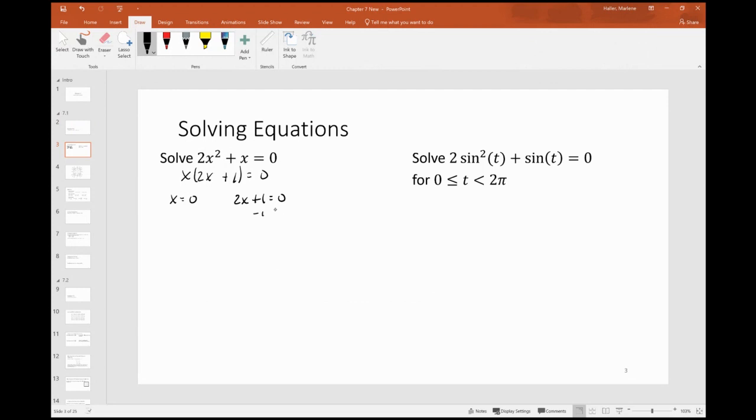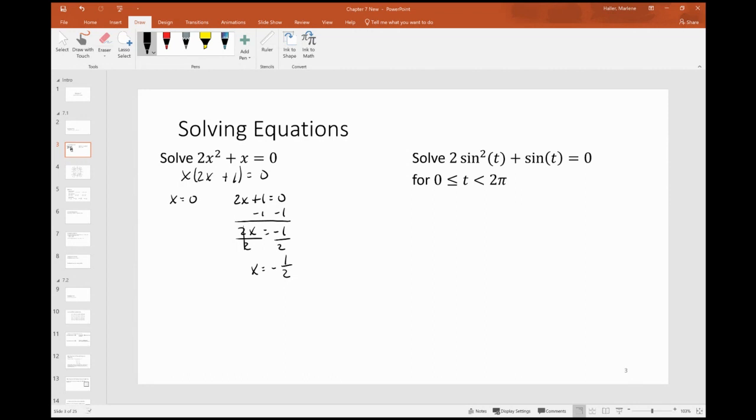Solving for x, just subtract that 1 from both sides, and then divide by 2, and we see our second solution for this quadratic equation is x equals negative 1/2. So we have two solutions here, x equals 0 and x equals negative 1/2. Well, that same technique can work very nicely for trigonometric equations that are quadratic in nature.